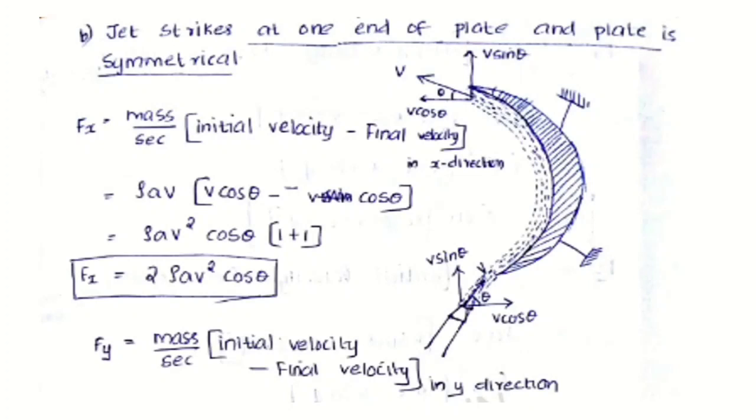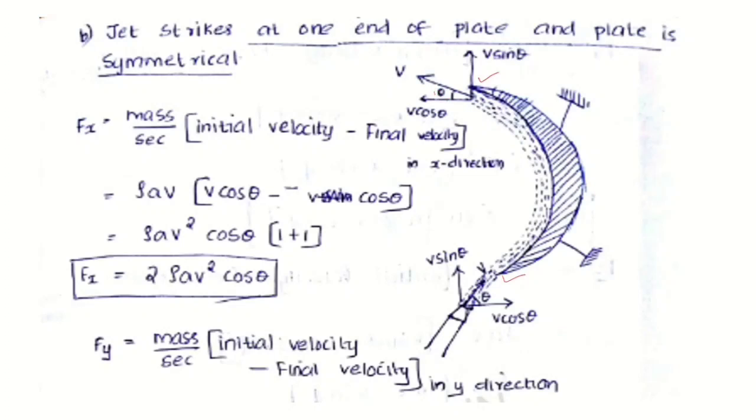Now the jet strikes at one end of the plate, and the plate is symmetric. That means we are considering a curved plate which is a symmetric one. Symmetric means the blade angle at the inlet and the blade angle at the outlet are the same. That means theta at the outlet and theta at the inlet are the same. So the jet is striking from one end of the vane, where the nozzle is fitted, and the jet of water leaves at the other end.